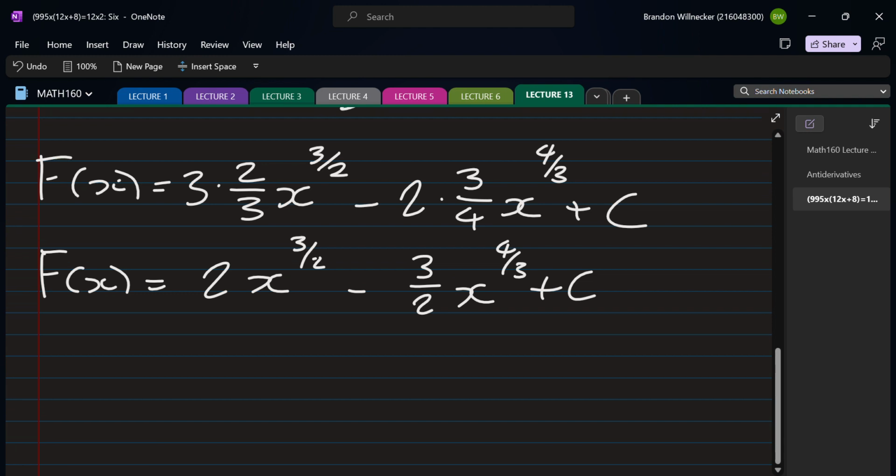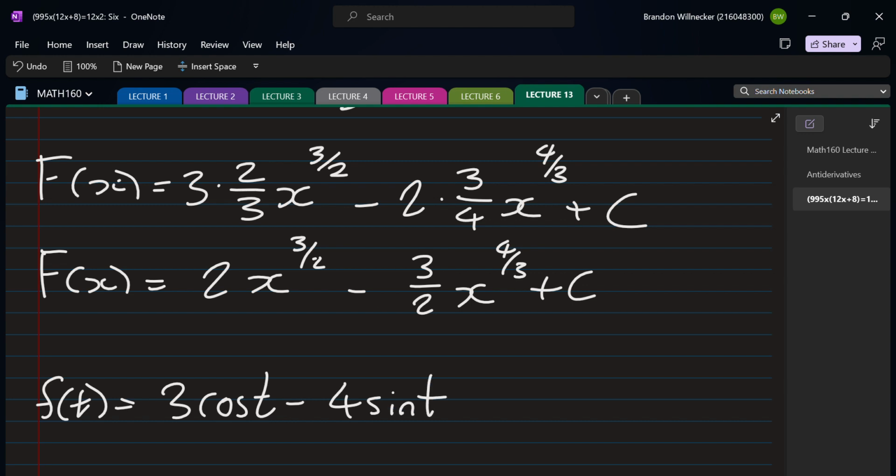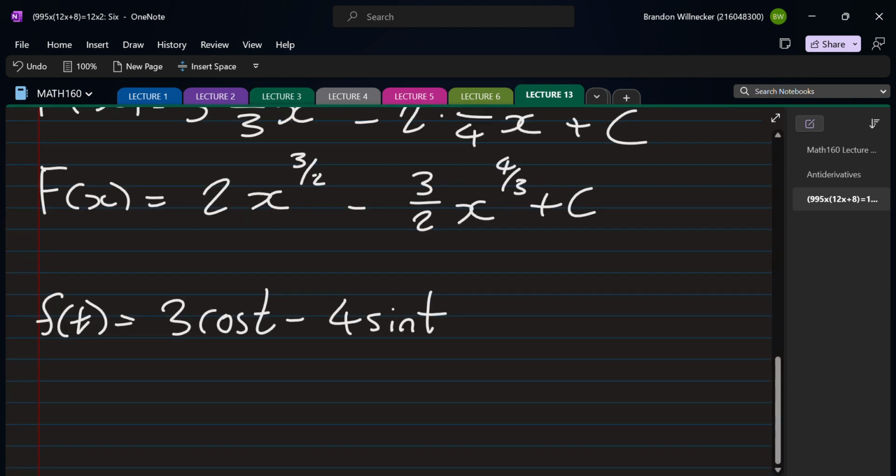Okay, another one, f of t, that's going to be 3 cos t minus 4 sin t. Okay, so here's where issues start coming up, when we've got things like minus sine, because we know there's that sine issue. When you're taking the derivative of sine, you end up with cosine. When you take the derivative of cosine, you end up with minus sine. It's the opposite for antiderivatives.